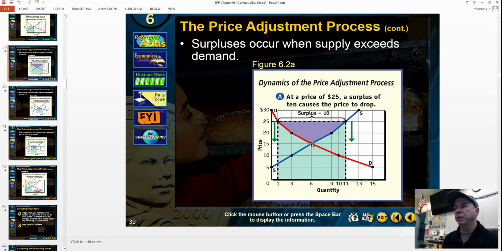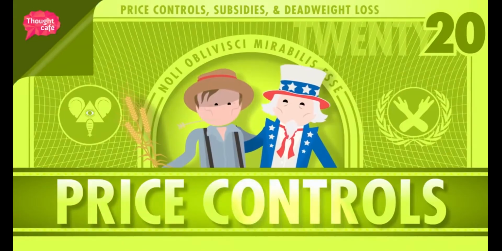But now we're going to move on and look at what happens if the government steps in and artificially sets either a price above the equilibrium or below the equilibrium. And so we're going to explore what happens when that occurs. Economists call this idea of the government setting prices price controls. Now there's two types, and we're going to look at both of them in the thought bubble.